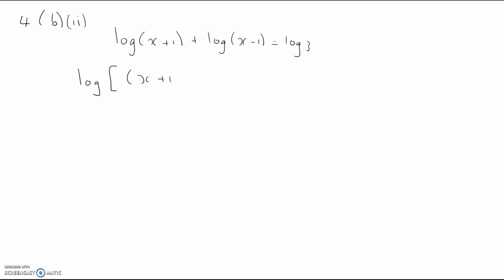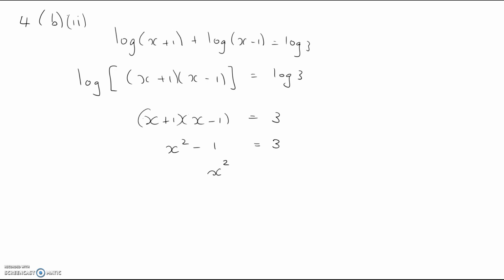Another question that wasn't very well done was question 4, part B, part 2, where you're asked to solve for x. You're asked to solve log(x plus 1) plus log(x minus 1) is equal to log of 3. Now when you've got logs, you are multiplying the bits. And then if you undo the logging, if you take each side to the power of 10, then you're left with x plus 1 times x minus 1 equals 3.